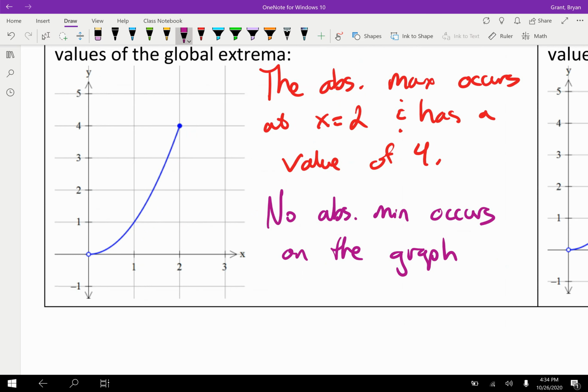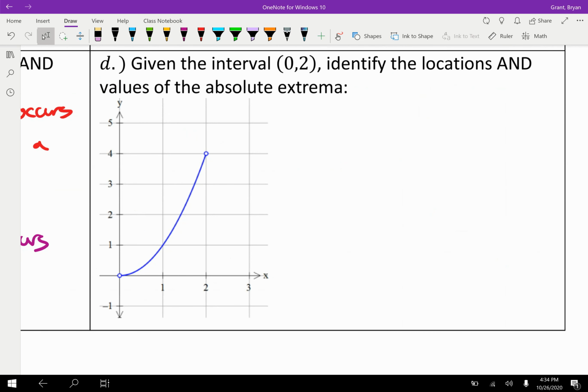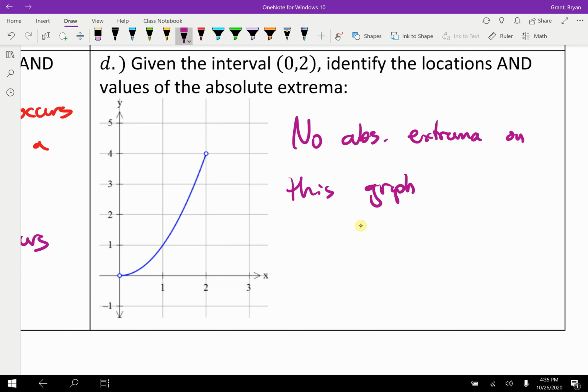Easy enough. Okay. And last but not least, given the open interval, so not including 0 or 2, identify the locations and values. Well, I bet you can see this one. They're both open here, so there is no highest nor a lowest value. And so there are no absolute extrema on this graph. Easy peasy.